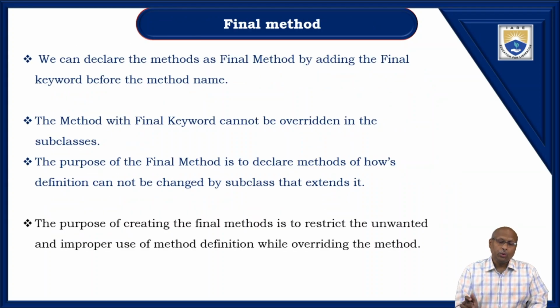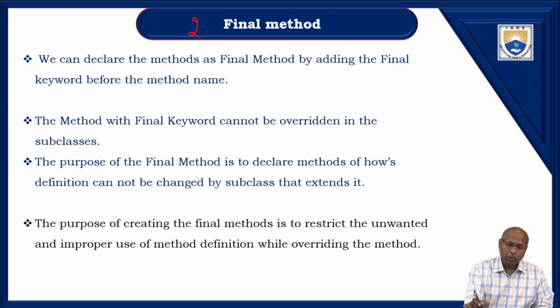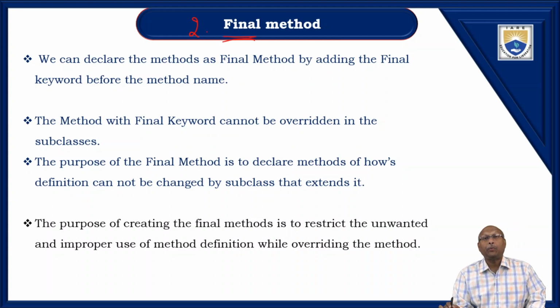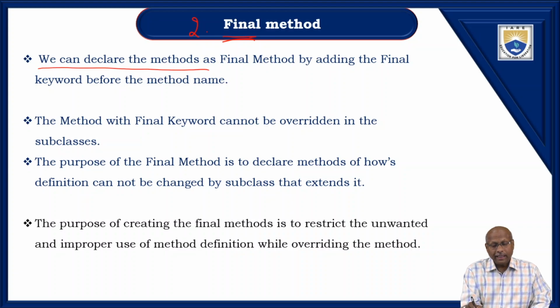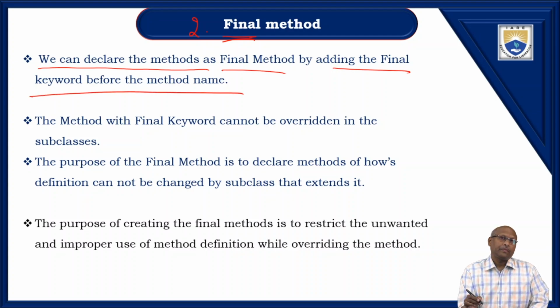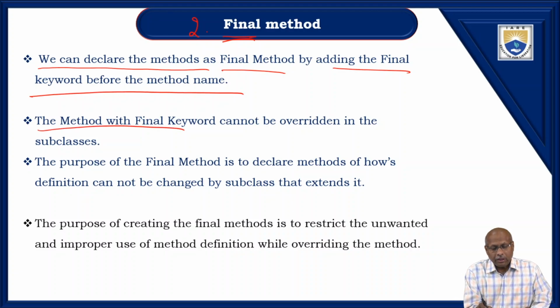Now how to use the second technique? How to use the final keyword before a method? Because I told you final can be used in multiple places. You can use it before the method also. We can declare the method as final by adding the final keyword before the method name. That becomes a constant method. You cannot change it, you cannot override. So the method with the final keyword cannot be overridden in the subclass.